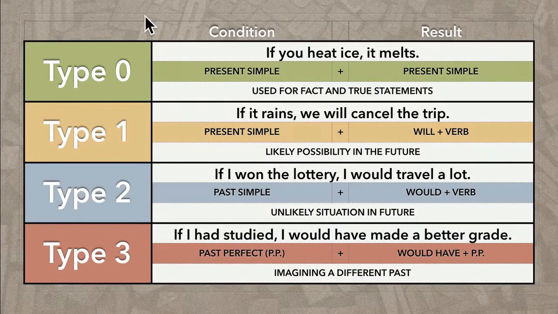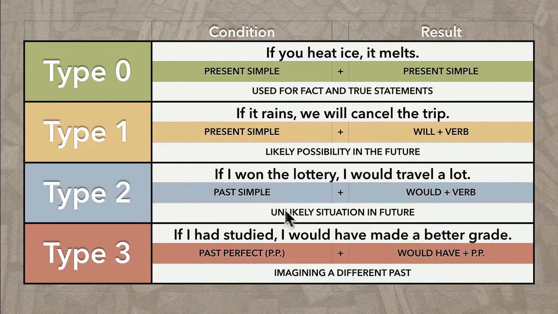So here's a summary for you. Type 0, 1, 2, and 3. Type 0, facts and true statements. Present simple plus present simple. If you heat ice, it melts. Type 1, likely possibility. Present simple plus will verb. If it rains, we will cancel the trip.